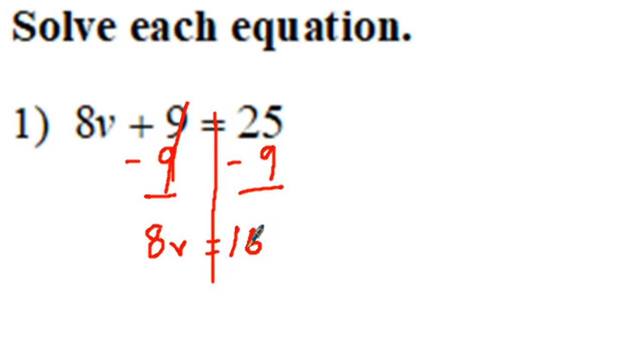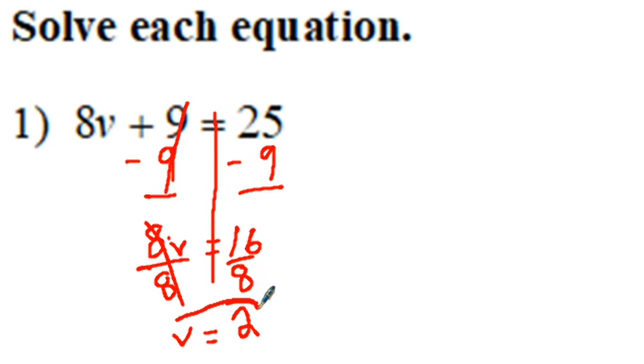Now we've gotten v to be a one-step equation. The opposite of multiplying by 8 is divide by 8, so we're going to divide by 8 on both sides. That allows us to cancel out our 8s, and we'll do 16 divided by 8, which gives us 2. So that gives us our answer of v is equal to 2.